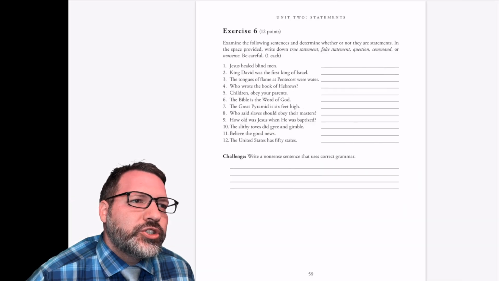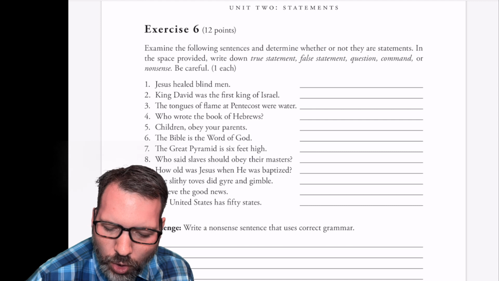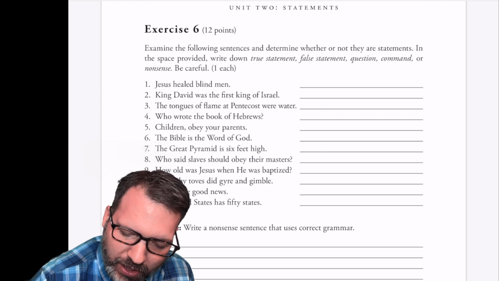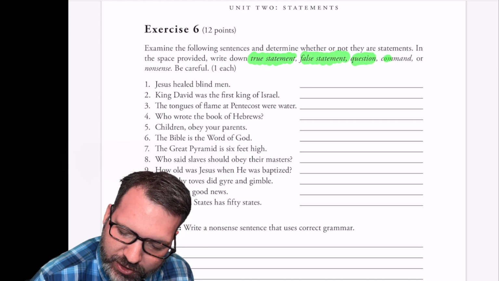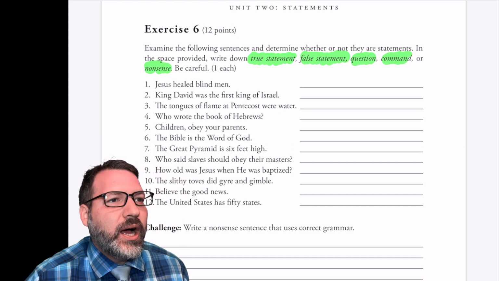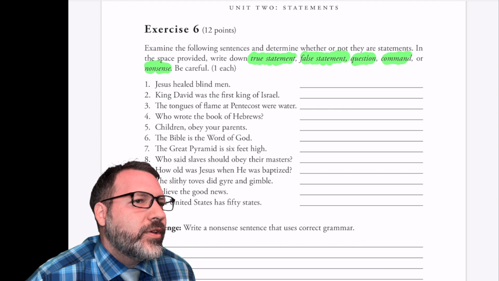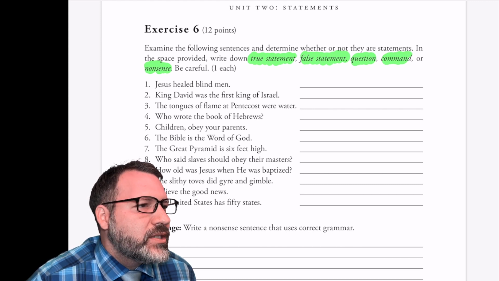Your homework, which you can work on right now, is exercise 6.1 through 12. I want you to tell me which of these 5 descriptions works best. Is it a true statement, a false statement, a question, a command, or nonsense? Now, some of these you might have to look up to know whether they're true or false. Others are probably going to be pretty obvious to you.